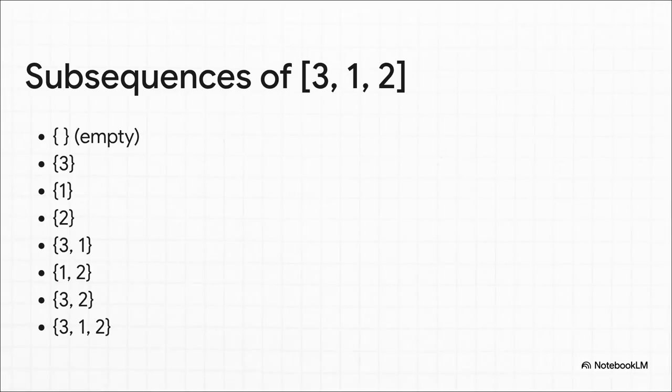So, for our simple little 3-element array, it turns out there are 8 possible subsequences. You've got the single elements, you've got combinations like 3, 2, you've got the whole array itself, and yeah, you even have the empty set, which is what you get when you decide to pick no elements at all.